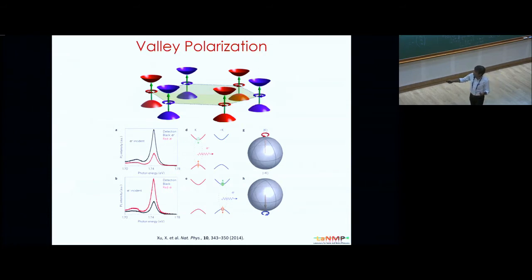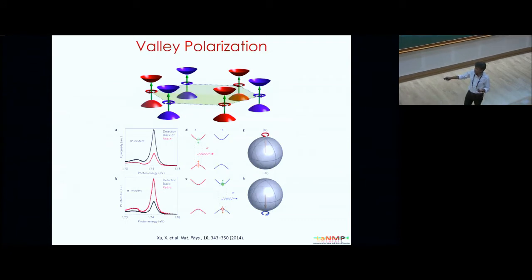And so this is the original paper, one of the original papers where you are exciting with sigma plus, and the light that comes out is mostly sigma plus with a little bit of sigma minus. And if I shine with sigma minus, it's mostly sigma minus with a little bit of sigma plus. The reason you get a little bit of the opposite helicity is things like inter-valley scattering, so you don't get all the transitions happening at the same valley.